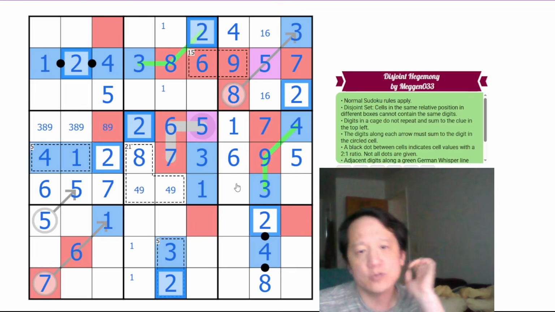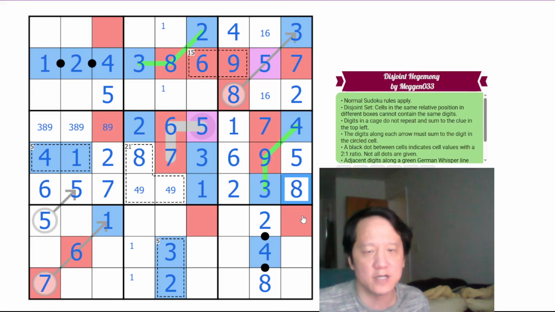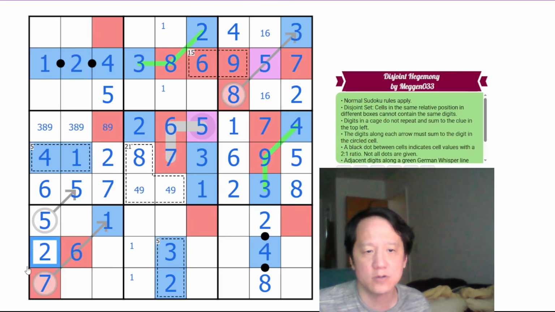We know where 2 has to be in row 6 because it cannot be here because of 2 in the column, so this is 2 there. That leaves this as an 8. So we should have 8 2s, which we do. We know where the last 2 has to be. It has to be there.